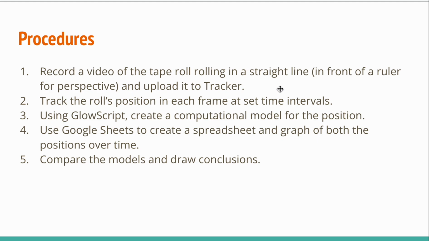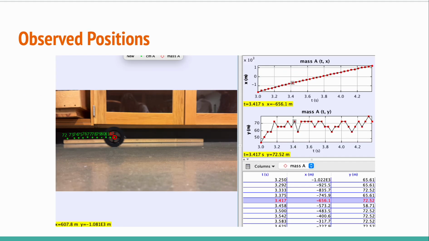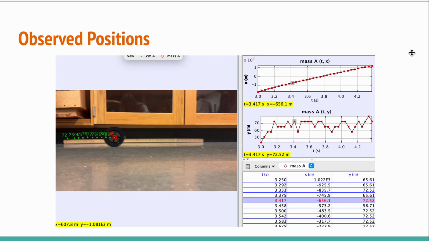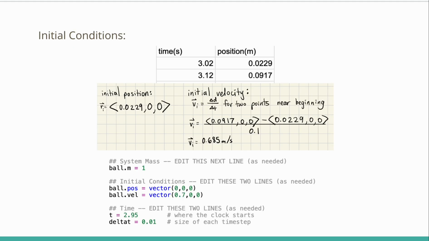Some observed positions in Tracker. On the left here is the video that I tracked. On the right is the position time graph of the X and the Y. As you can see, the Y looks a little crazy. That's just because when I was tracking each individual frame, it was hard to keep it level, but that's ignored for this. And then in the bottom right was the data that Tracker gave me.